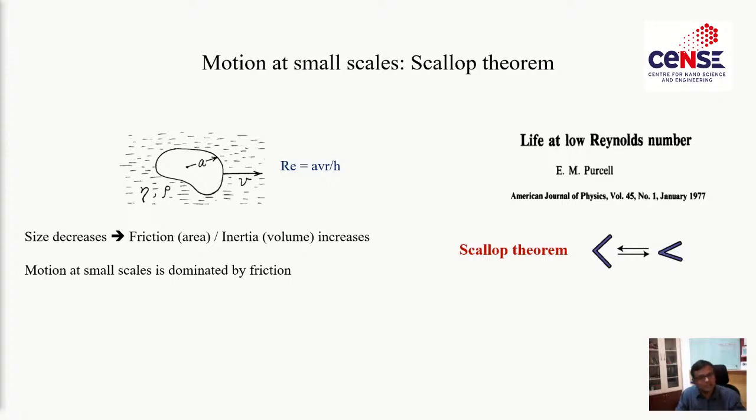Now, for the students out here, if you get a chance, do have a look at this paper. It's available online, Life at Low Reynolds Number. In this paper, the Nobel Prize winning scientist Purcell talks about this very interesting problem of what happens in the lives of microorganisms, which is basically swimming at low Reynolds numbers, or environments where motion is dominated by viscosity. If you had to do a simple back and forth motion like this, you will not be able to go anywhere. And that's what Purcell says.